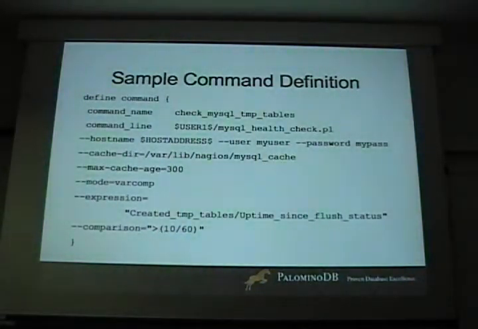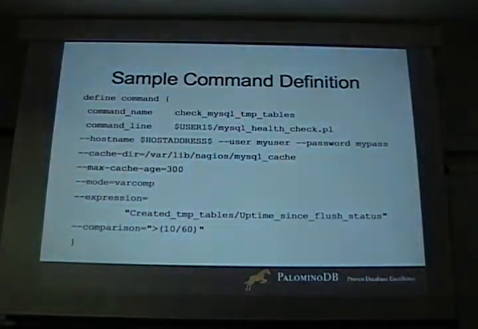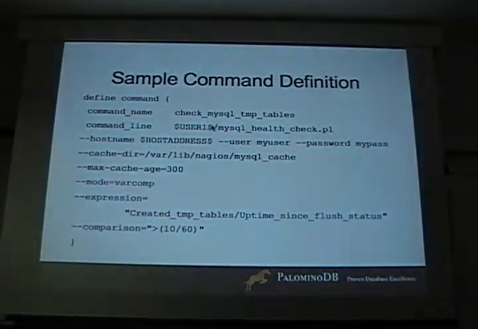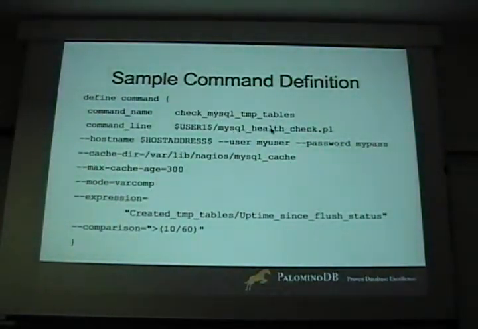So you have the command might be check temporary tables, the service would be check temporary tables, and then uses this command. Okay, so the command is check MySQL temp tables is the name, and this is what the command line looks like. The check we wrote is called MySQL health check.pl. This is just the directory it's found in. So the host name is going to be the host address, whatever it is. The user and password, because it connects to the database and does a show of variables to get this. Here's the cache dir, max cache age. Mode is the var comp, variable comparison.